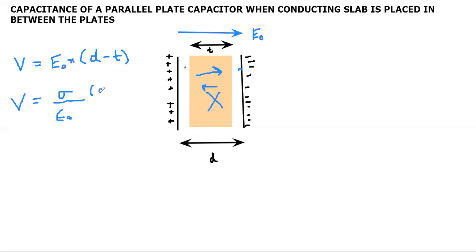So the value of V, this potential difference between the plates, is sigma by epsilon naught into D minus T. You have to find the value of capacitance, right? Before we find the value of capacitance, let me place the value of sigma. Sigma is given by Q by A. So it becomes Q by A epsilon naught. What is sigma? Sigma is the surface charge density. Its value is given by Q by A.